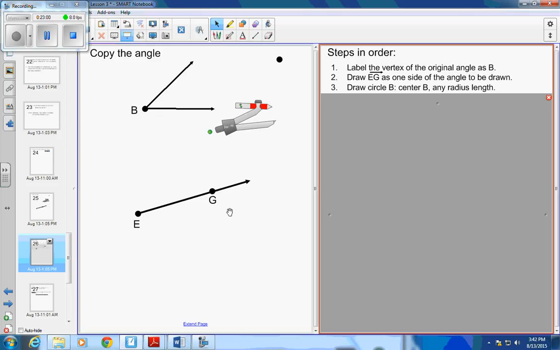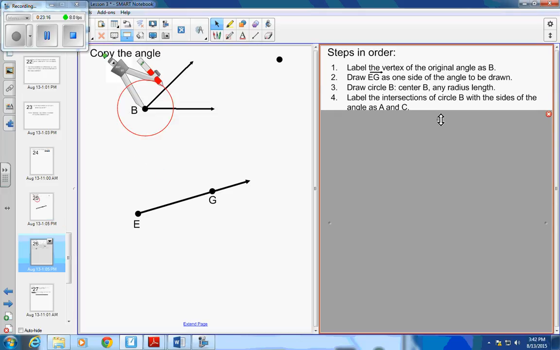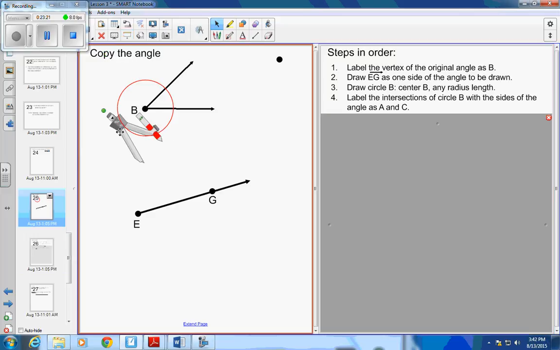And the next step you should have come up with was draw circle B, centered at B, any radius. So draw circle B, centered at B, any radius I want. The next step is label the intersection of circle B with the sides A and C. So A, put that one there, C, put that one over there, and those are my intersections. I can put some points right on the intersections, so point A and point C.